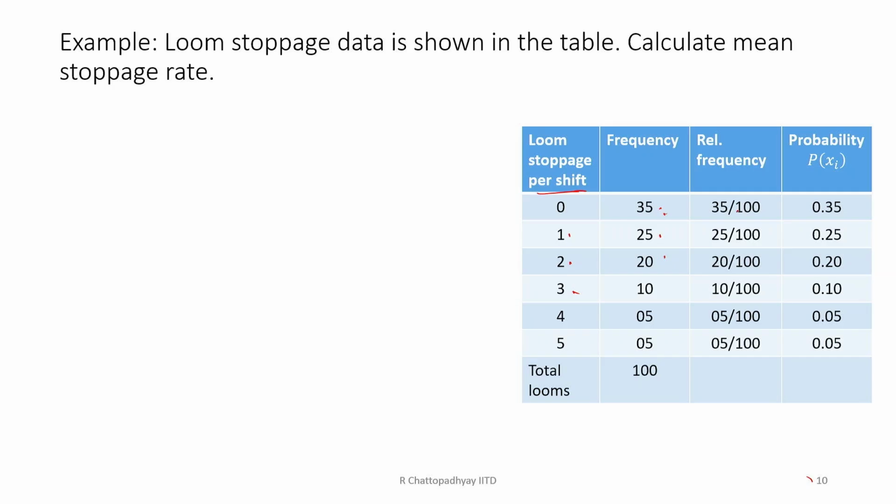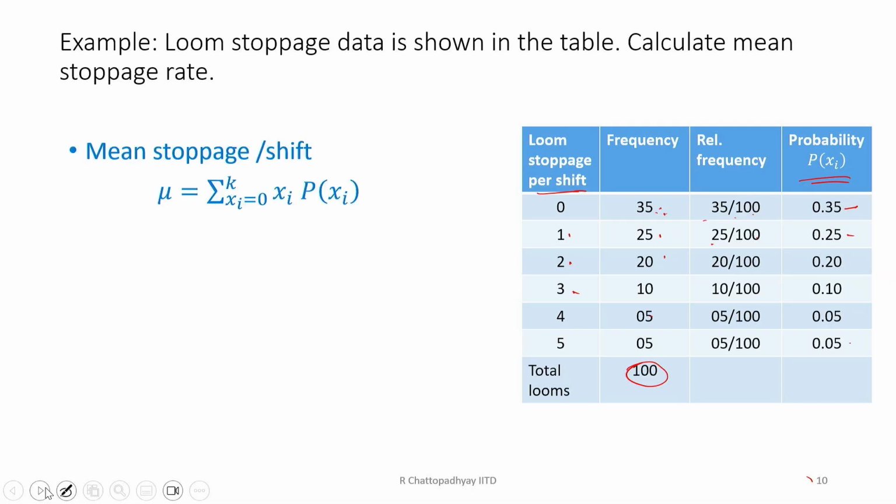Then I find out the corresponding relative frequency, because the total of this frequency is 100. If I add these values, 35 plus 25 plus 20 plus 10 plus 5 plus 5, it will give you 100. So 35 by 100 is 0.35, 25 by 100 is 0.25, like that, these are the relative frequencies. And relative frequencies become my actual probability. So the last column, we write it as probabilities.